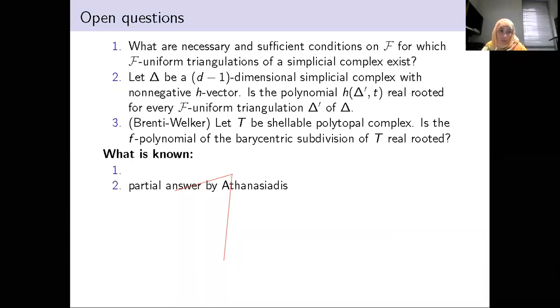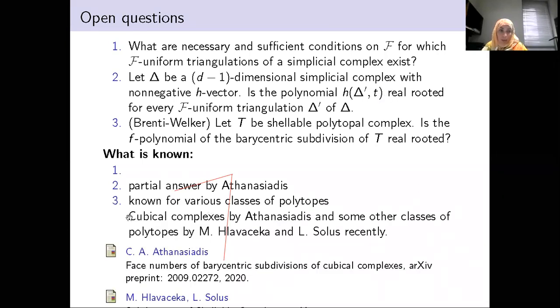So here, what is known? First, about the first question, nothing so far, but we have some examples, but we don't know what is the necessary and sufficient condition on the array. And the second question is by Athanasiadis. He answered this question partially. He has put some criteria for the subdivisions such that the h polynomial becomes real rooted.